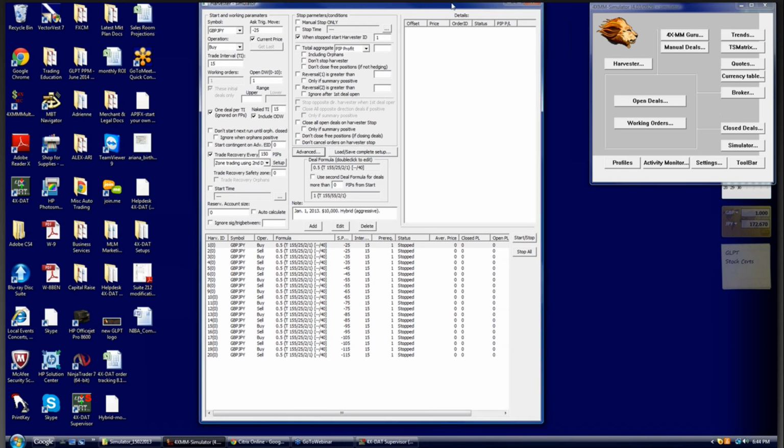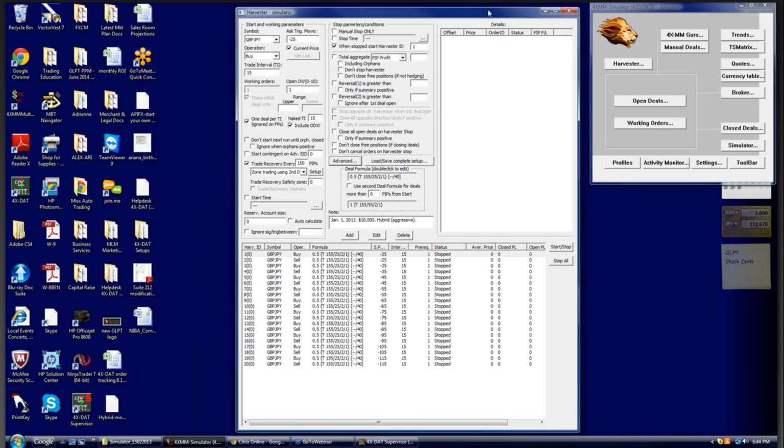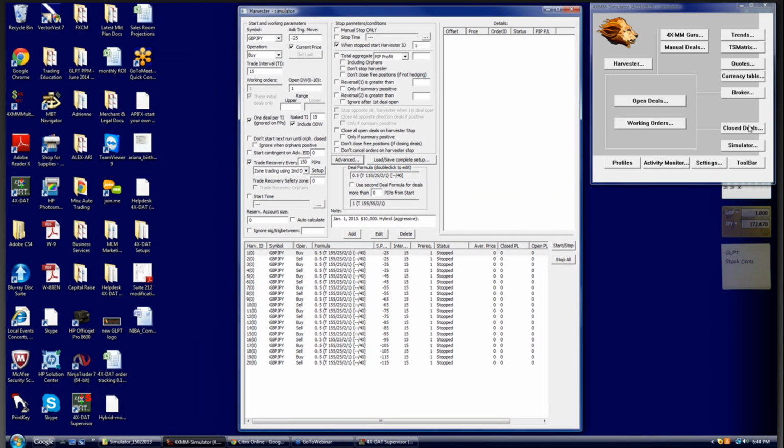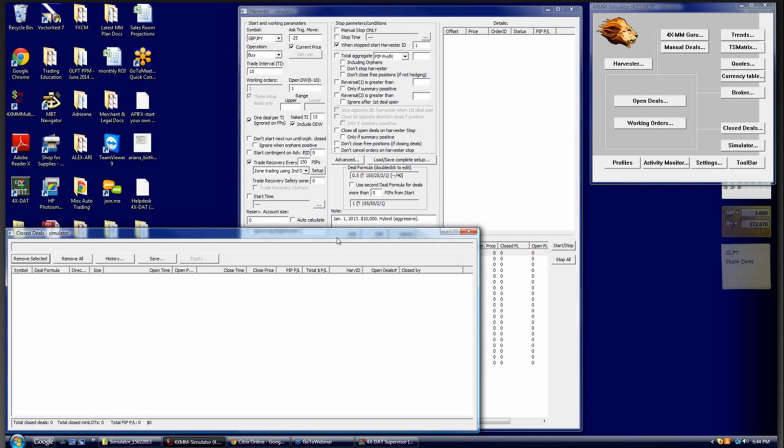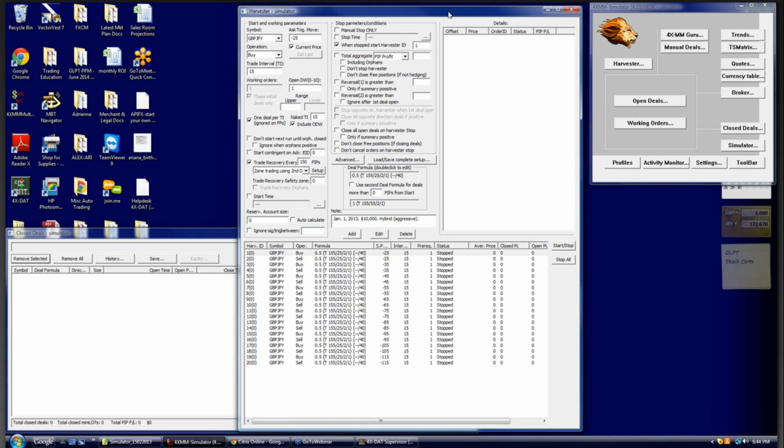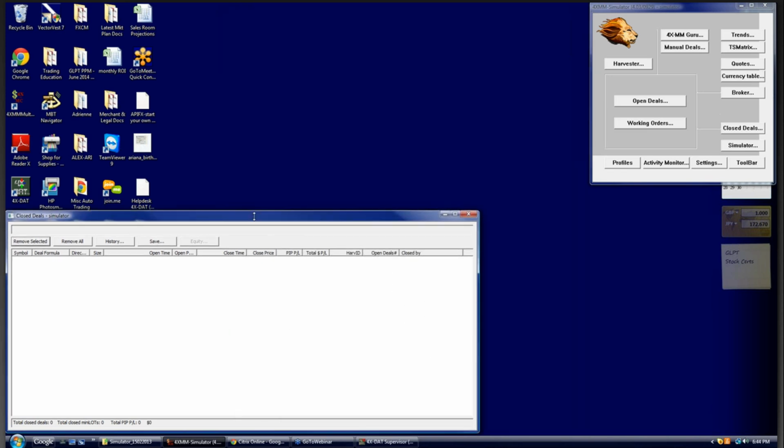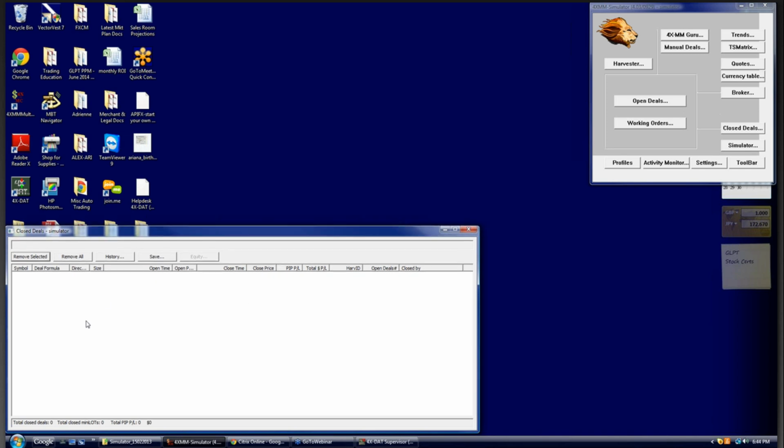So, having said that, before we start trading, we will also open our closed deals window, and that's this blank window here. What we will see in this window will be only the trades that have closed. Some will have slight profits, some might have bigger profits, some might have slight losses, but I will be making comments as this window is being populated with the trades that close.